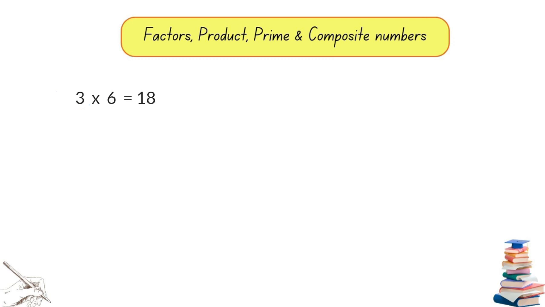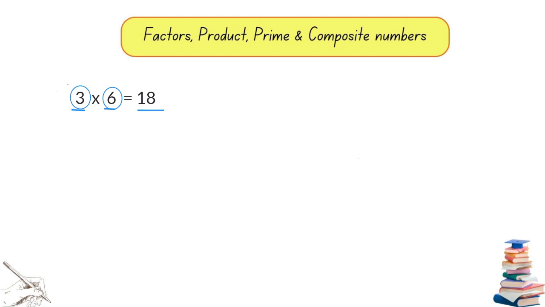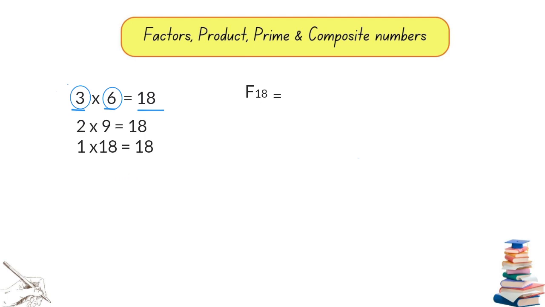Now, when we say 3 times 6 equals 18, this means if I divide 18 by 3, the answer would be 6, and there would be no remainder left, or the remainder would be 0. And if I divide 18 by 6, the answer would be 3, and again there would be no remainder, or 0 remainder. So I can say 3 and 6 are both factors of 18. In other words, factors of 18 are all those numbers by which 18 can be divided without leaving any remainder. I can also divide 18 by 2 and 9 without having any remainder left because 2 9s are 18.